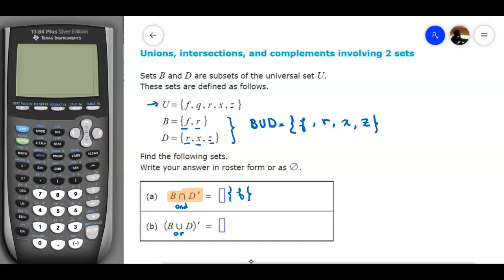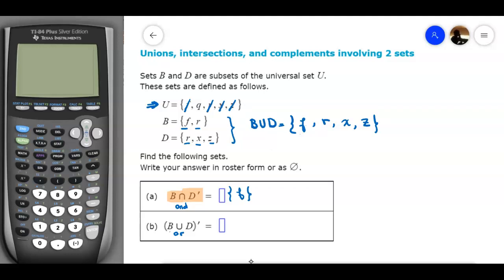Now the question is asking you about the complement of that set. So we're going to do exactly the same thing. I'm going to go back to my universal set. I'm going to cross out the F, the R, the X, and the Z. Those are in the B union D.